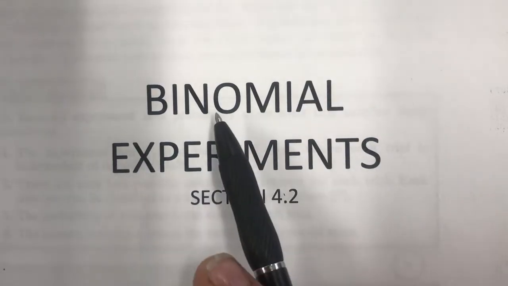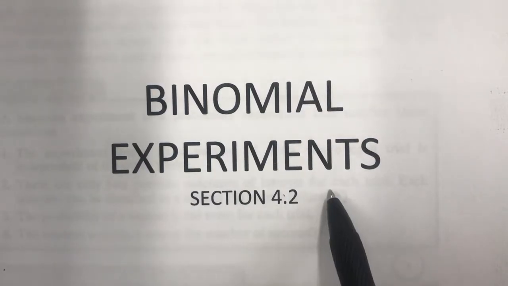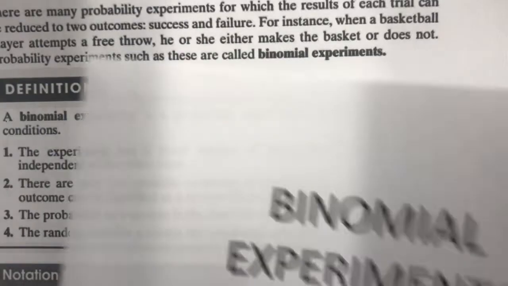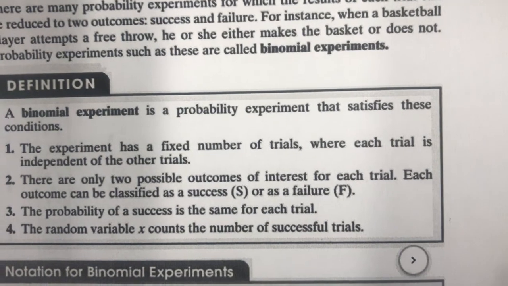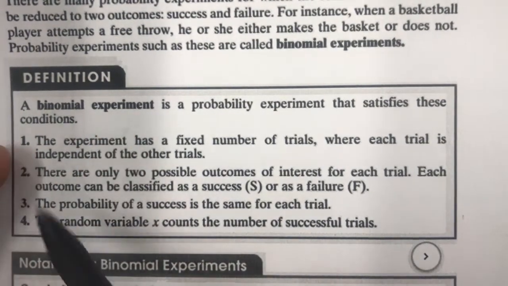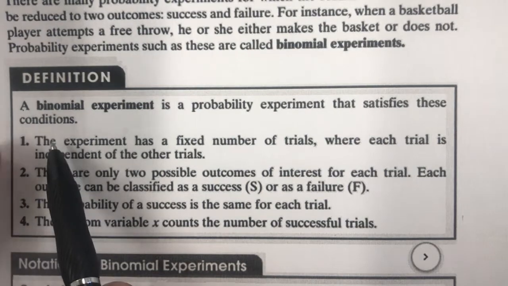All right, we're looking at what's called Binomial Experiments, section 4.2. Okay, here's a textbook. We'll look at some of the stuff in the textbook. But here's a binomial experiment. There's four things that make up a binomial experiment.